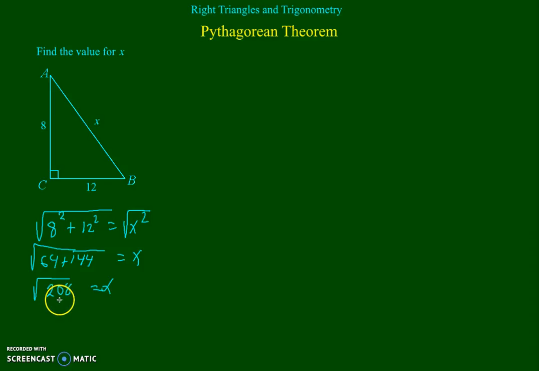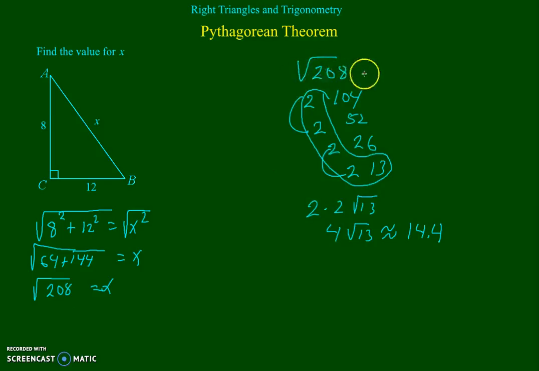But if we actually wanted to find the exact value of this side length, we would have to simplify this radical. And I've done that over here. The square root of 208, we start with the first prime number 2. 2 goes in 104 times. 2 goes into that 52 times. 2 into that 26. And 2 into that 13. This is a prime, so we're done. We pull out our pairs. So we have 2 times 2 times the square root of 13, which is 4 square roots of 13, or approximately 14.4. So let's move on to the next example.